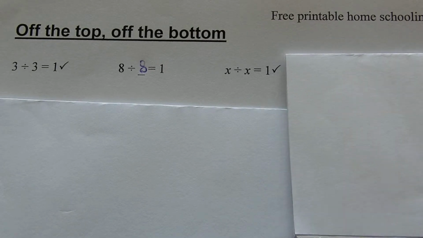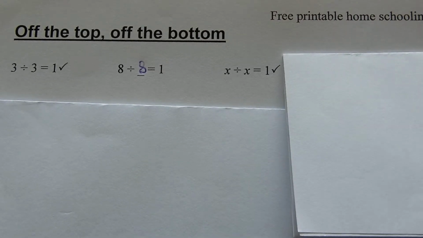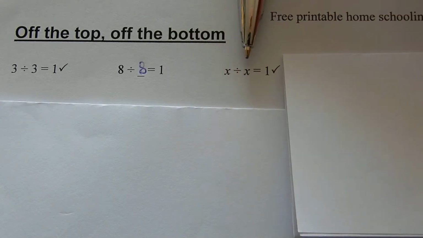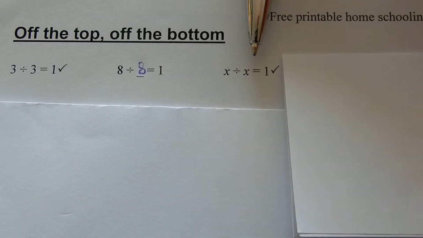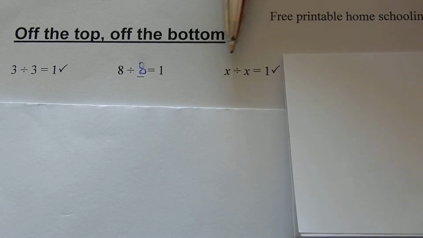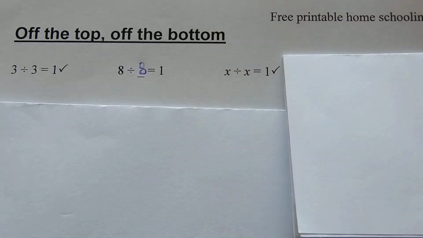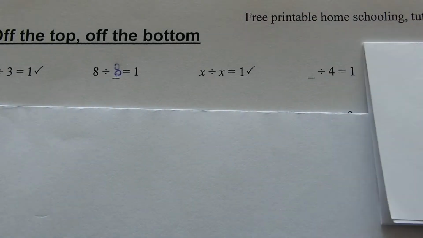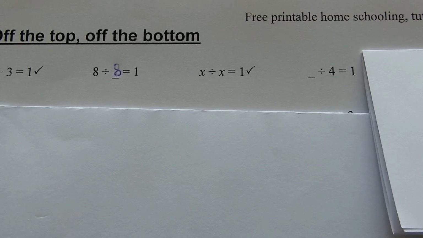Okay, well, there we go. And now we're doing some algebra. X divided by x equals 1. X is a mystery number. Divide by the same number. Any number, divide by the same number. A number divided by itself equals 1. Well, that's ticked. Good. And the next one, something divided by 4 equals 1.